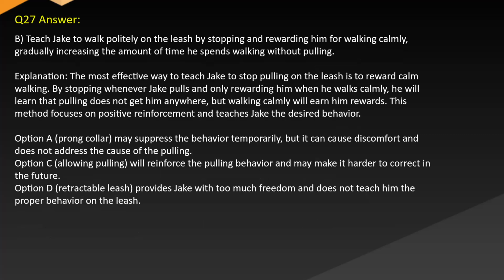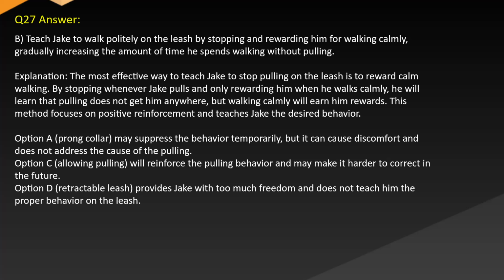Answer. B. Teach Jake to walk politely on the leash by stopping and rewarding him for walking calmly, gradually increasing the amount of time he spends walking without pulling. Explanation. The most effective way to teach Jake to stop pulling on the leash is to reward calm walking by stopping whenever Jake pulls and only rewarding him when he walks calmly. He will learn that pulling does not get him anywhere, but walking calmly will earn him rewards. The method focuses on positive reinforcement and teaches Jake the desired behavior.